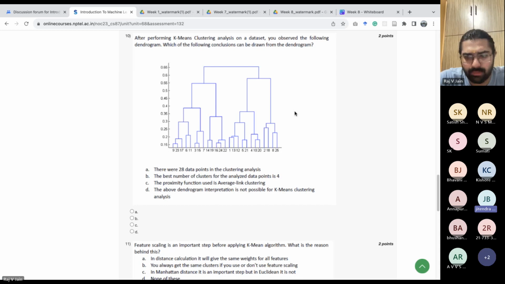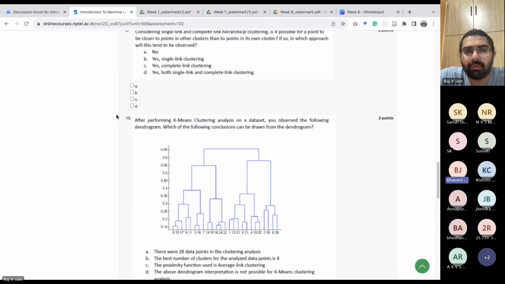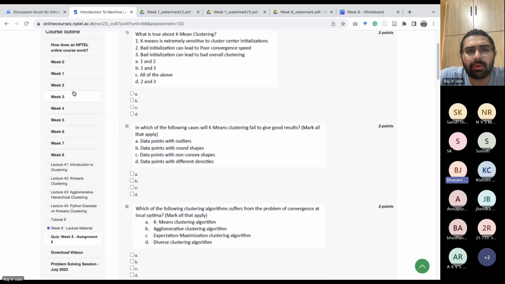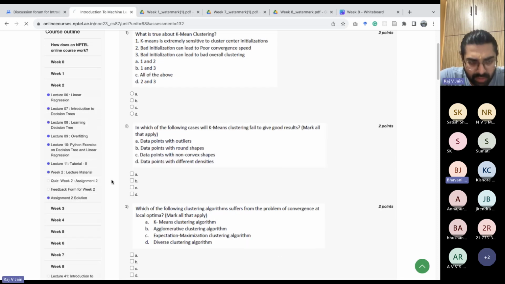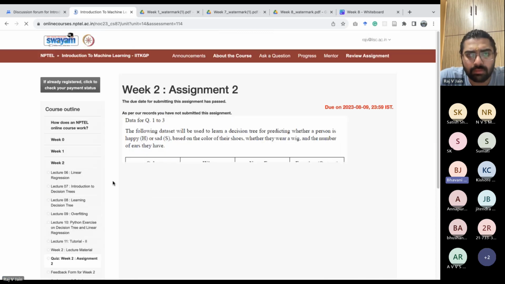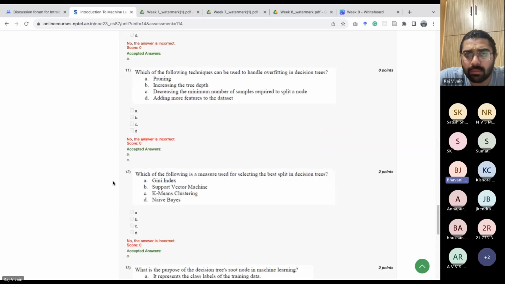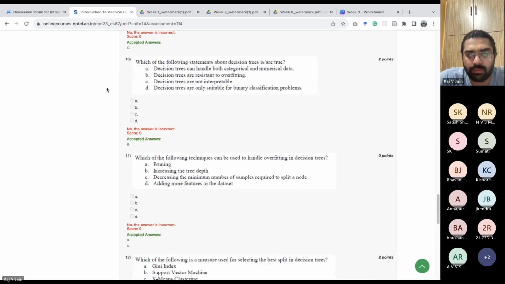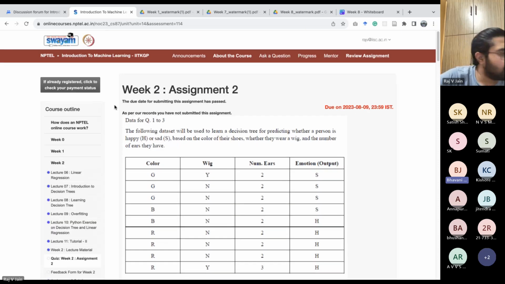Sir, regarding the week 2 assignment. For one question you mentioned in the notes on your discussion forum that for week 2 question 11 we have 0 points. So in case we get this question, the right answer would be A and C, right? No, it is only A, right, sir? Only A, only pruning. Decreasing doesn't make sense. Increasing a number that will handle overfitting. Yes, so pruning is the right answer. Only that.